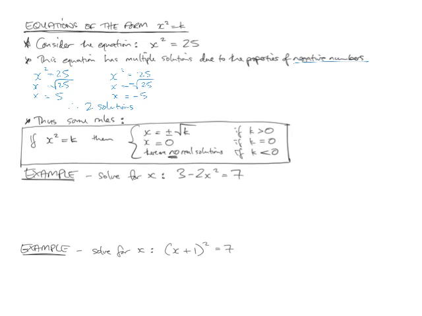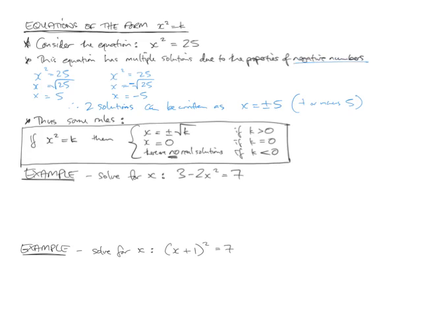So there's two solutions. When we're dealing with quadratic equations, you need to be aware of the possibility for multiple solutions. So you can write this as x is equal to plus minus 5, which means plus or minus 5 is a solution, okay?